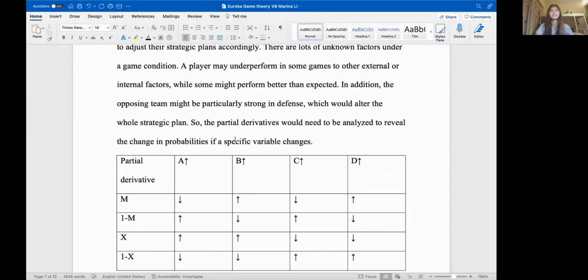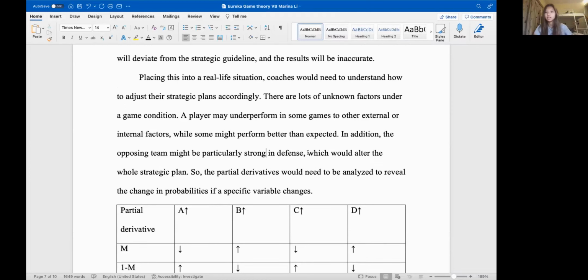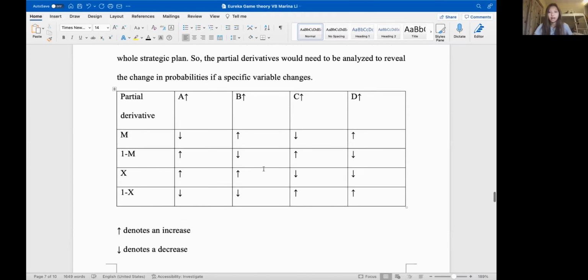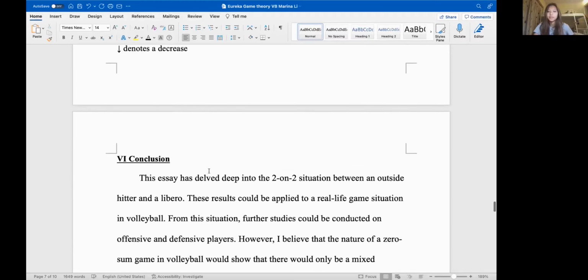To place this into a real-life situation, coaches will need to understand how to change their strategy when a variable changes. So this is why I have constructed another partial derivative table showing that, for example, if A increases, then M for player 2, which is the defensive libero, would decrease, while if B increases, then for the defensive player, M would actually increase.